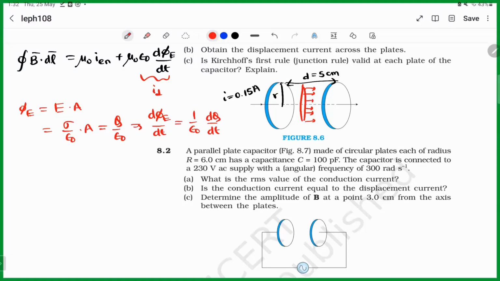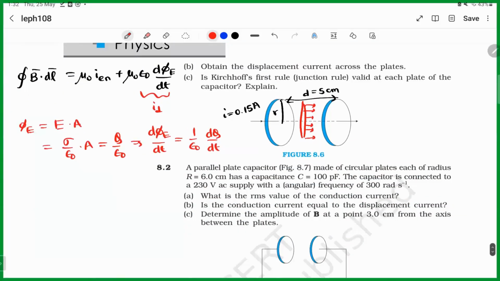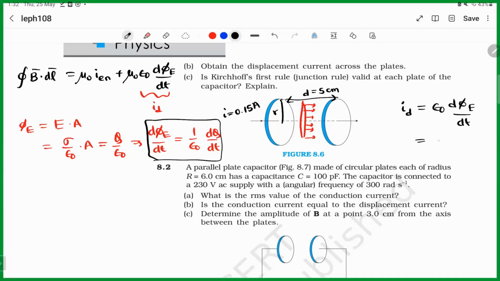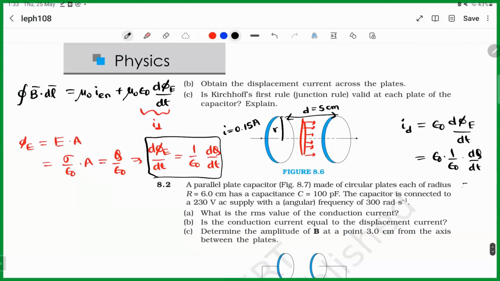Now, we already know that dq by dt is simply current. So Id, I'll pick another color, Id is simply epsilon naught d phi E by dt, and as we found there, that is simply epsilon naught into 1 by epsilon naught into dq by dt, which means Id is equal to dq by dt. But we already know dq by dt is simply the current, and the current is 0.15 amperes. So this is simply 0.15 amperes.